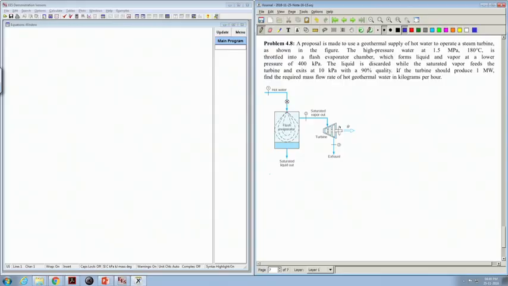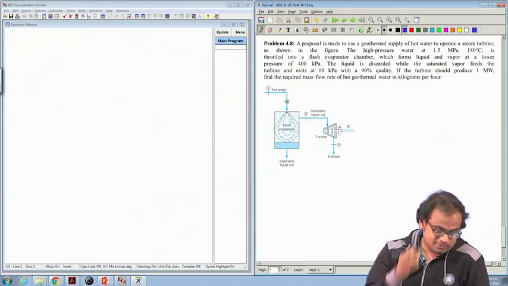Hello everyone and welcome to this session in which we will consider a geothermal supply of heat and how to extract that, and we will make use of a computer to find out the work output and what the mass fluxes we need to have those work outputs. So what happens is you have hot water.